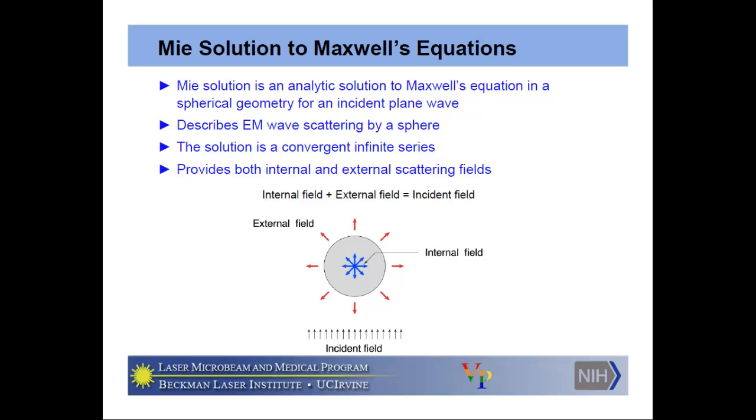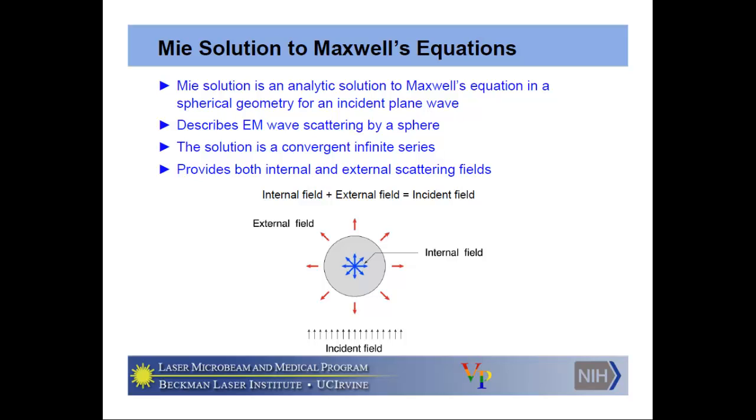Mie solution to Maxwell's equation. This one is an analytic solution to Maxwell's equation in spherical geometry for an incident plane wave. So originally this was formulated for an incident plane wave, but there are some other variations. We have spherical waves coming in and hitting this one, but the original Mie theory was defined for a plane wave.